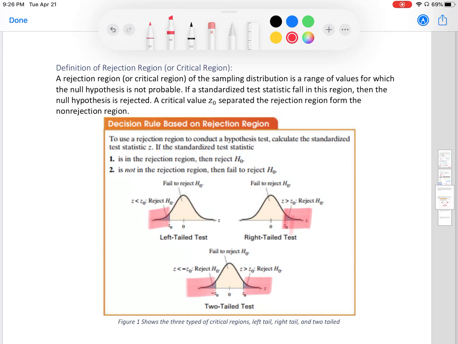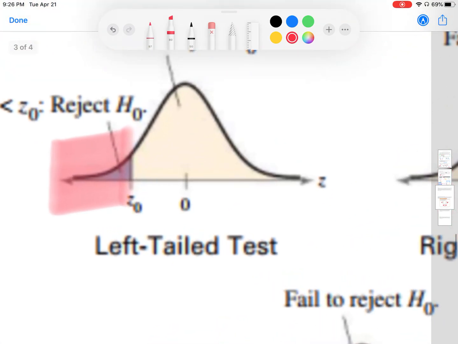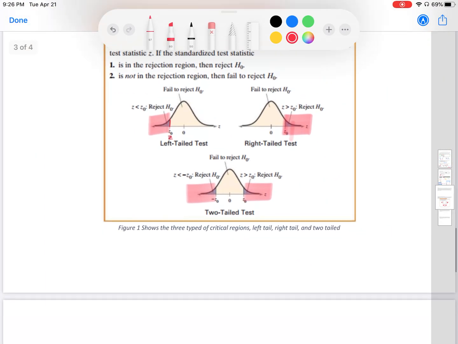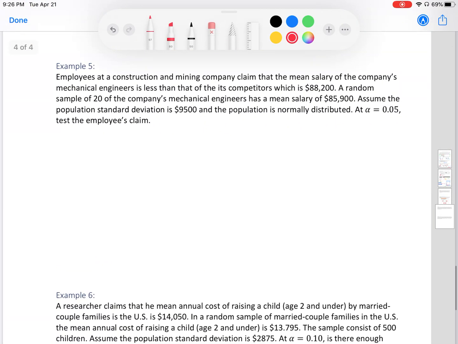Now, if you take a closer look, you can compare this in terms of z-scores, or you can even use p-values. If you use p-values, you want to think of what percent attaches to that border. Let's take a look at example 5.